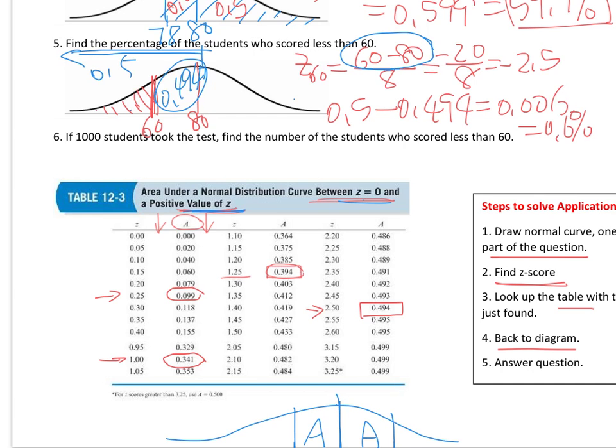Last question, it says, if 1,000 students took the test, find the number of students. Now, if a sample size is given, likely they're going to ask you to approximate the number of students who scored less than 60. Earlier, I found the percentage of the students who scored less than 60. This part is really asking you, what is 0.6% of 1,000? I think we'll just multiply this out. We're going to have 0.006 times 1,000, which is 6. About 6 students scored less than 60. I hope this helps.